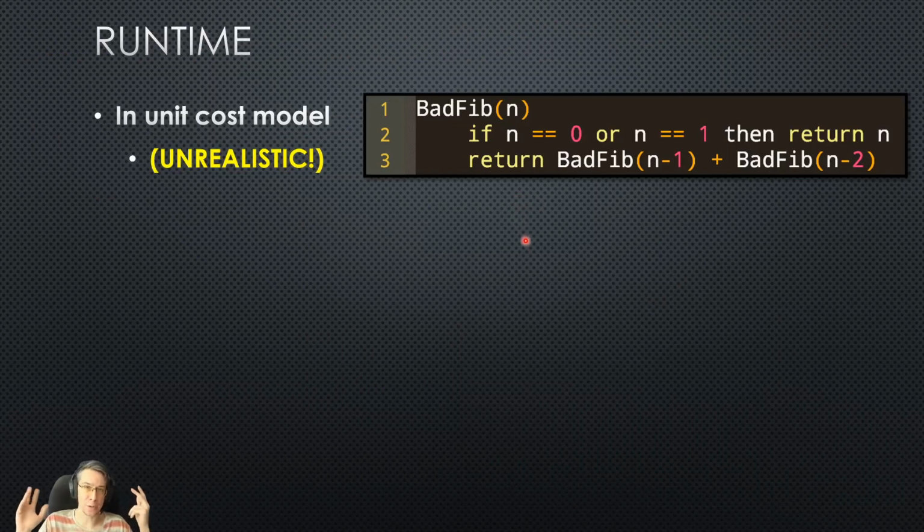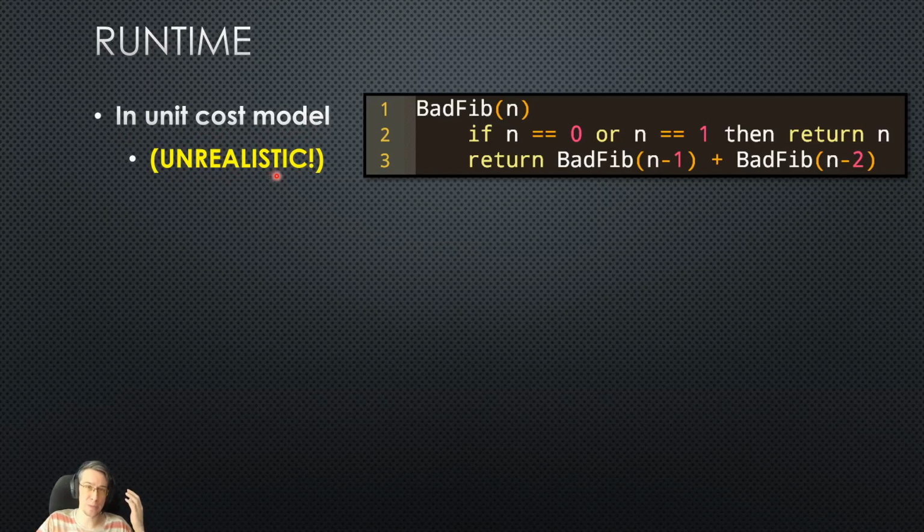Because I want to try to understand just how bad the divide and conquer solution is, get some intuition as to why it is so bad, and how dynamic programming can help. So first of all, I want to just ask the question of runtime, and I want to ask it in the unit cost model, which, as we'll see in a little bit, is actually probably pretty unrealistic for the problem of computing the nth Fibonacci number.